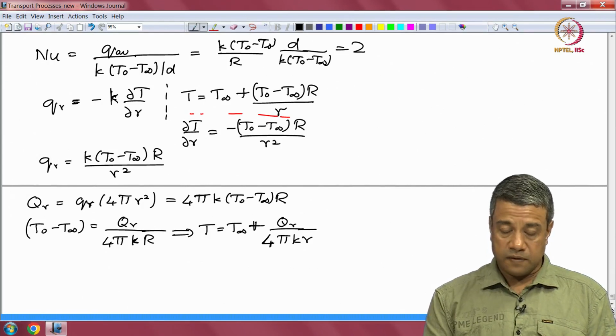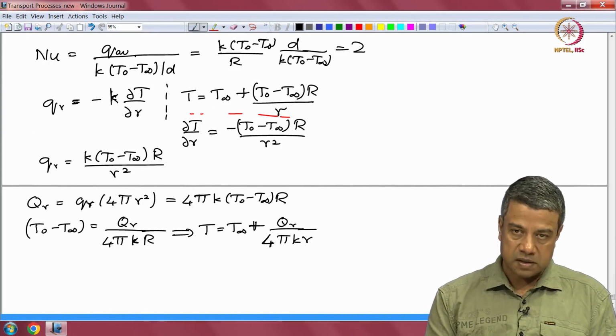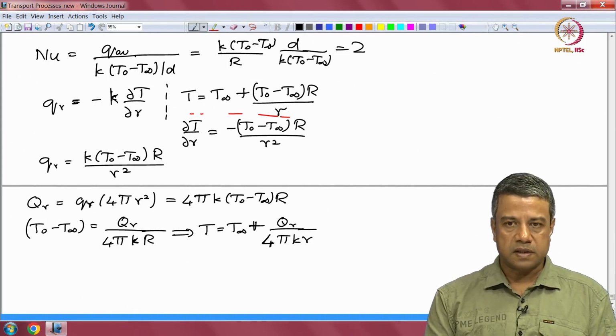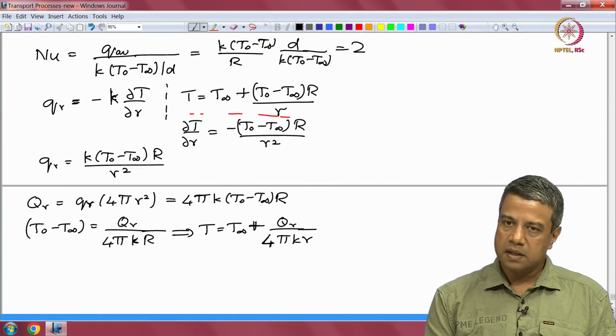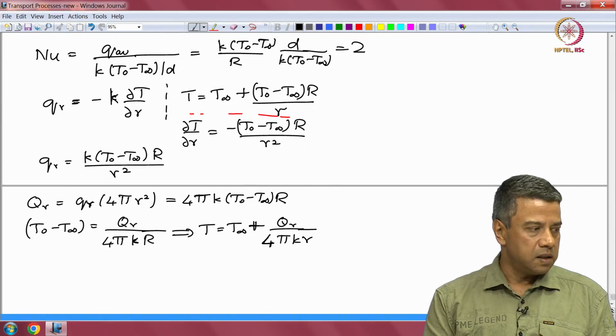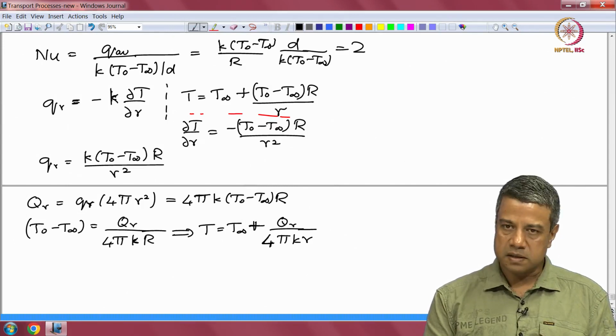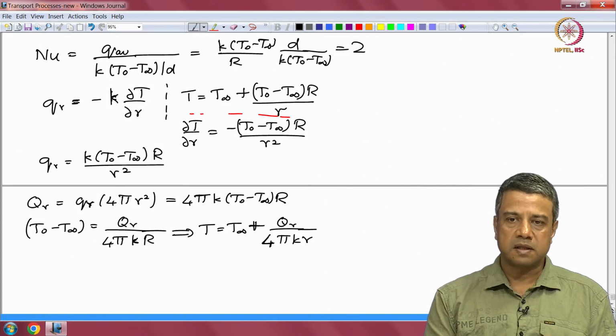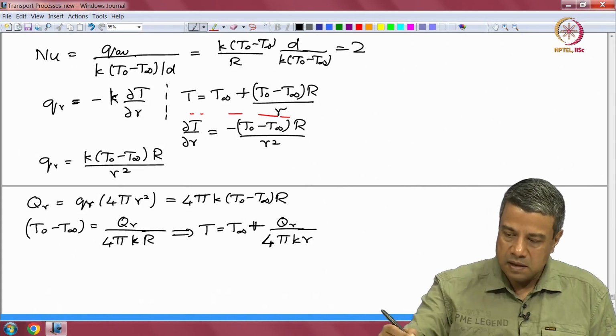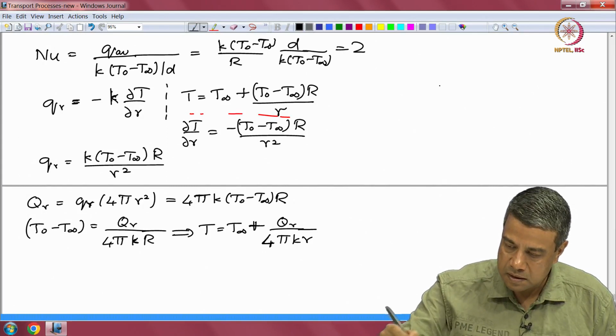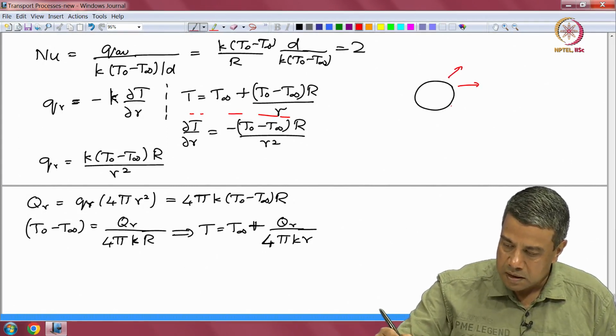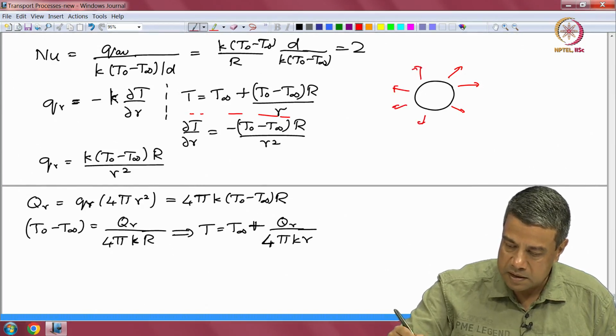So, the heat flux decreases as 1 over r square. The surface area increases proportional to r square. The total heat transfer rate is independent of r, as you would expect, because the sphere is emitting heat energy, and there is no source or sink in the medium, and it is at steady state.